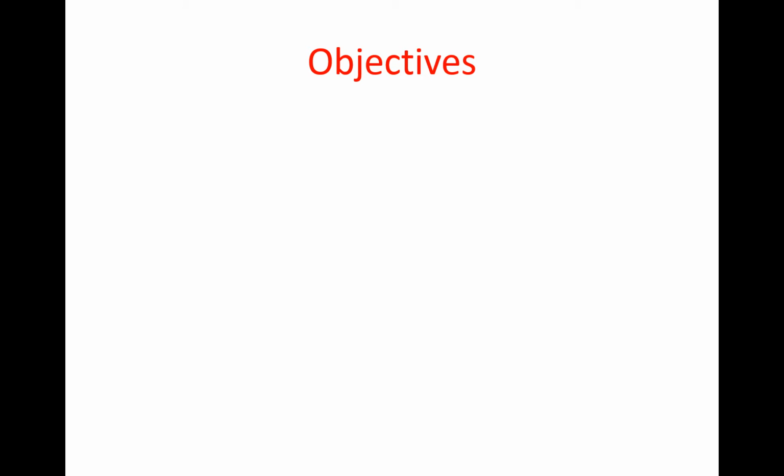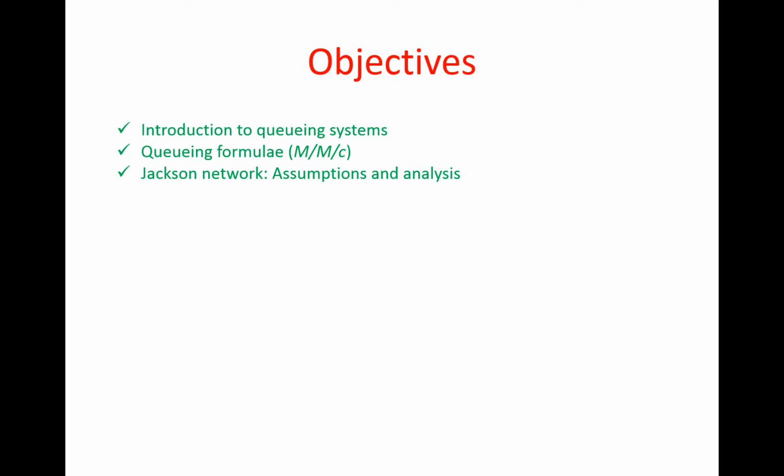In a series of related video modules, we have talked about the basics of queuing systems and how they work. We also introduced the queuing formula for MMC systems, and we talked about the assumptions and analysis of Jackson networks. And also we showed how to solve a queuing network problem by hand.